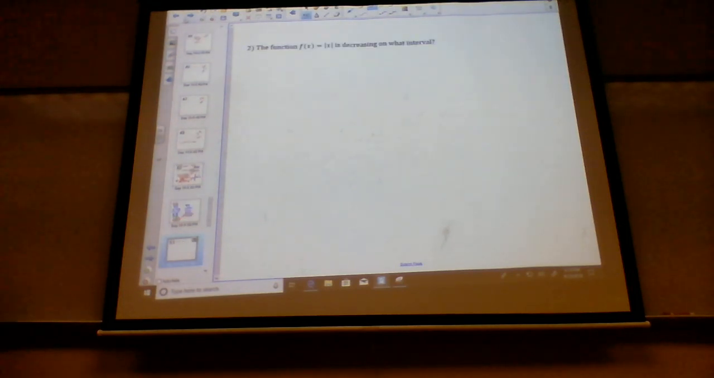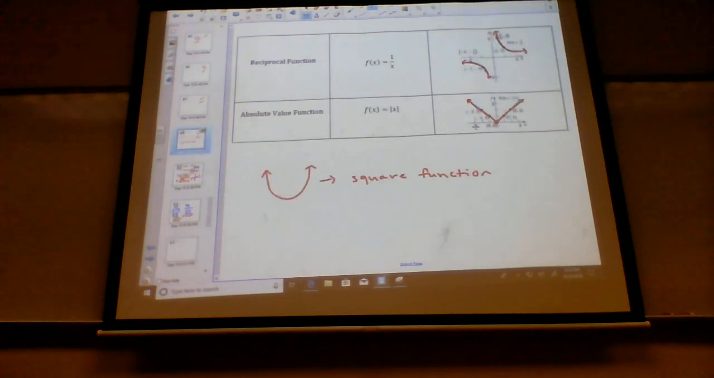Okay, moving on to the next problem. It says, the function f of x equals the absolute value of x is decreasing on what interval? Well, we learned about decreasing in 3.2, 3.3, in that set of notes. But this is the absolute value function, and it was one of the ones in our table. I think it was the very last one.